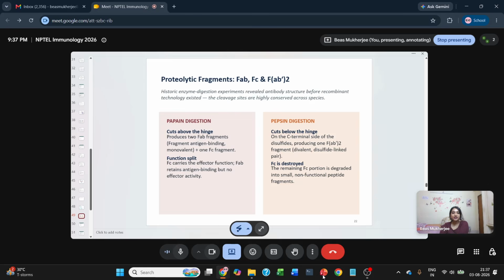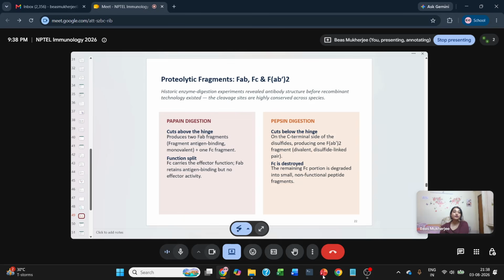Proteolytic fragments from historic enzyme digestion experiments revealed antibody structure before recombinant technology existed. The cleavage sites are highly conserved across species. So, papain digestion cuts above the hinge and produces two Fab fragments, fragment antigen binding, monovalent, plus one Fc fragment. Function is split: Fc carries the effector function, while Fab retains antigen binding but has no effector activity.